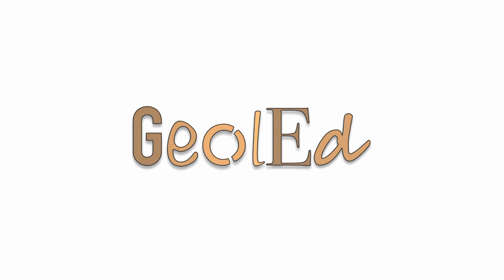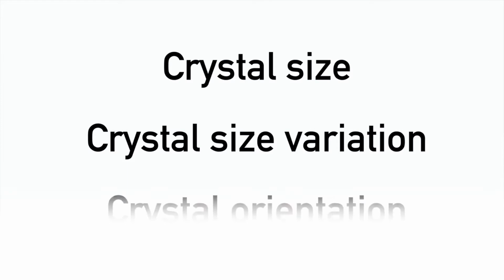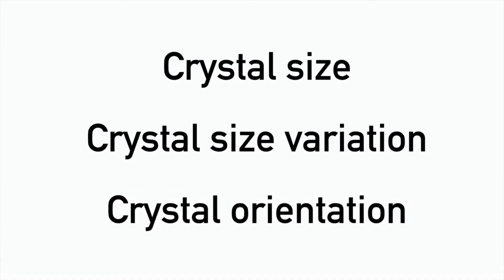This video is all about the textures of igneous rocks and what we can figure out from them. Igneous rocks, those rocks that form from molten rock, are defined by two qualities, their mineralogy and their texture. We're going to talk about their texture today. When you take a look at an igneous rock, cycle through this checklist: crystal size, variation, and crystal orientation. Don't worry, we're going to go through exactly what these terms mean.